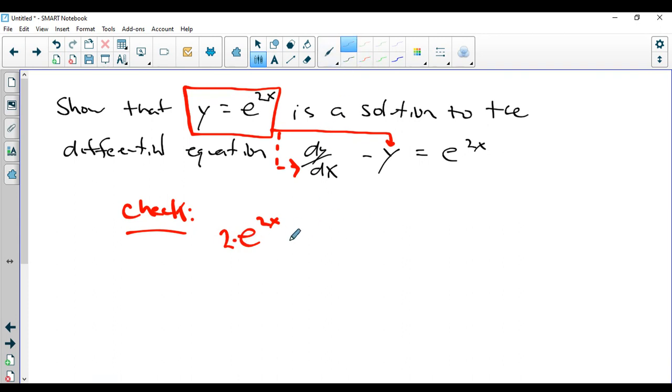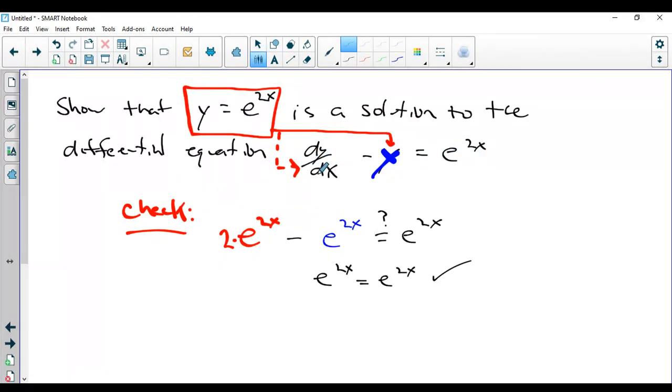Then it would be minus just y. So y is right there. Well, what is y? Y is just going to be e to the 2x. And then we're checking to see, do you equal e to the 2x? We're not sure. Well, 2e to the 2x minus 1e to the 2x would just be e to the 2x. So this, in fact, is a solution to that differential equation.